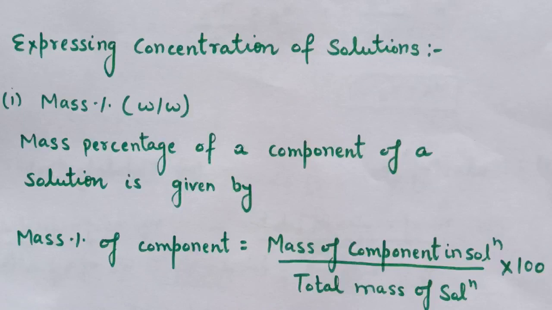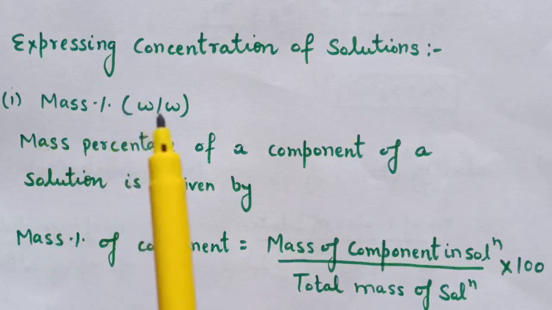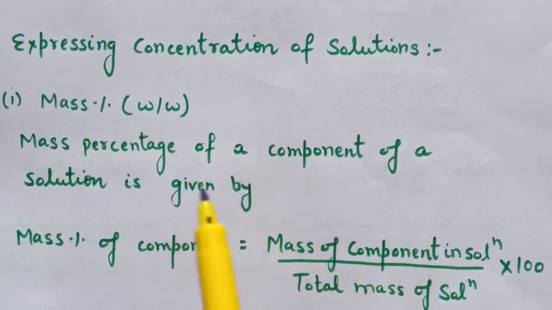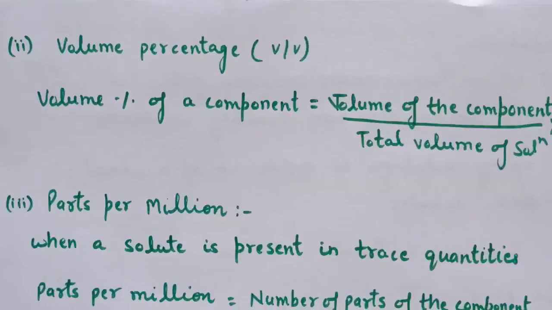Next topic is expressing concentrations of solution. Now composition of a solution can be described by expressing its concentration. There are several ways by which we can describe the concentration of the solutions quantitatively. First is mass percentage, that is in terms of weight by weight. So mass percentage of a component of a solution will be equal to mass of the component in the solution upon total mass of solution into 100. That will give the mass percentage of that component.